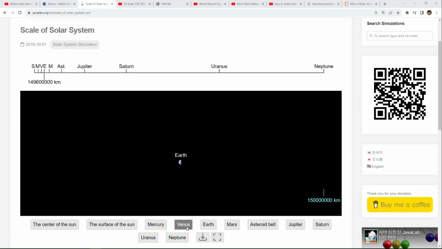So we can take a look at how far away Earth is from Venus. And remember, the bottom actually gives you an idea of the distance. So you can see it's mostly empty space. It really takes a long distance before we can reach Venus. And how about the sun? If we click the surface of the sun, now we start our journey from Venus to the sun.